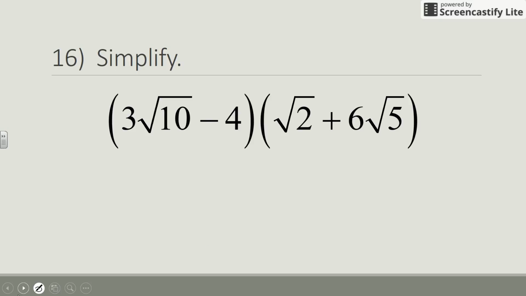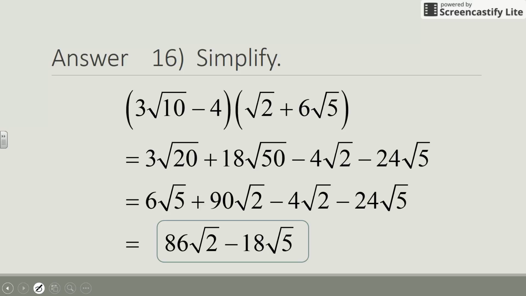Just be careful here. Distribute. And then you're going to simplify. So distribute. Here. Here. Check to see if you can simplify your radicals. You can only combine like radicals.